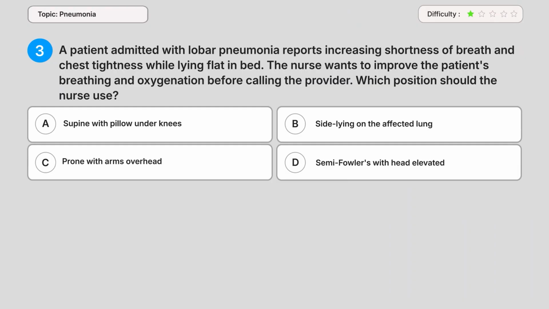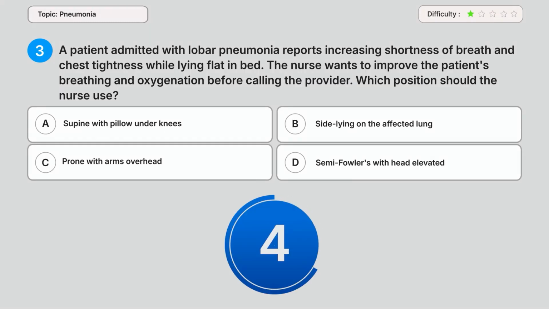A. Supine with pillow under knees. B. Side lying on the affected lung. C. Prone with arms overhead. D. Semi-Fowler's with head elevated. What do you think is the answer?